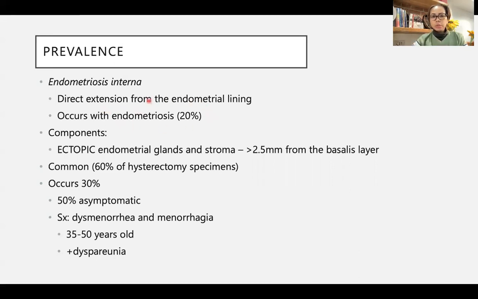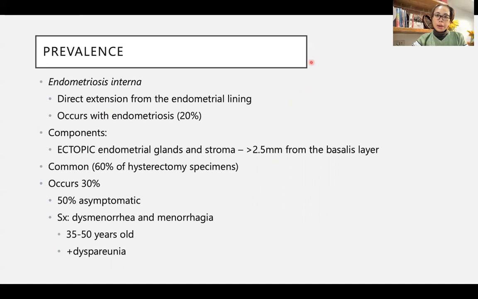Important to mention that 20% of the time, adenomyosis occurs with endometriosis. What are the components there? As I said, these are ectopic endometrial glands and stroma that, upon low power magnification measurements, extend more than 2.5 millimeters from the basalis layer of the endometrium.